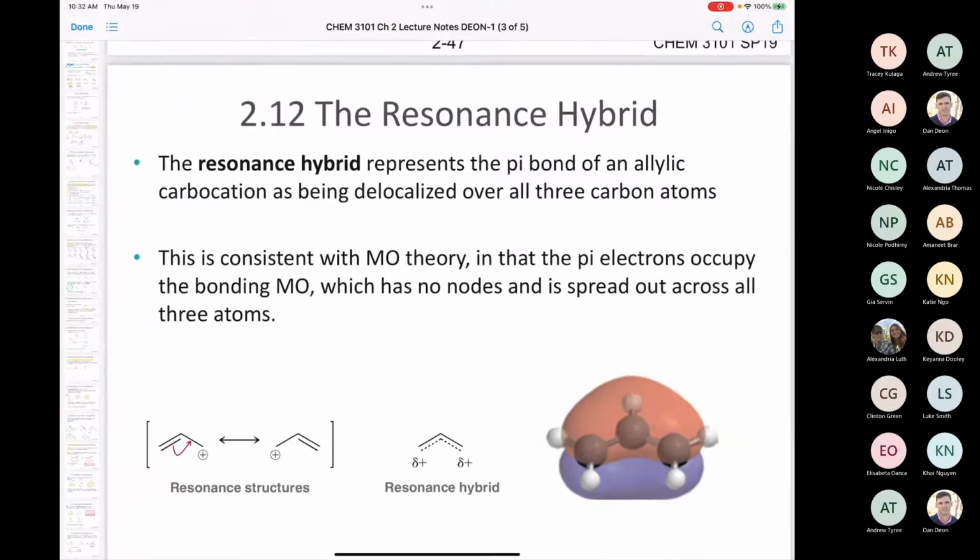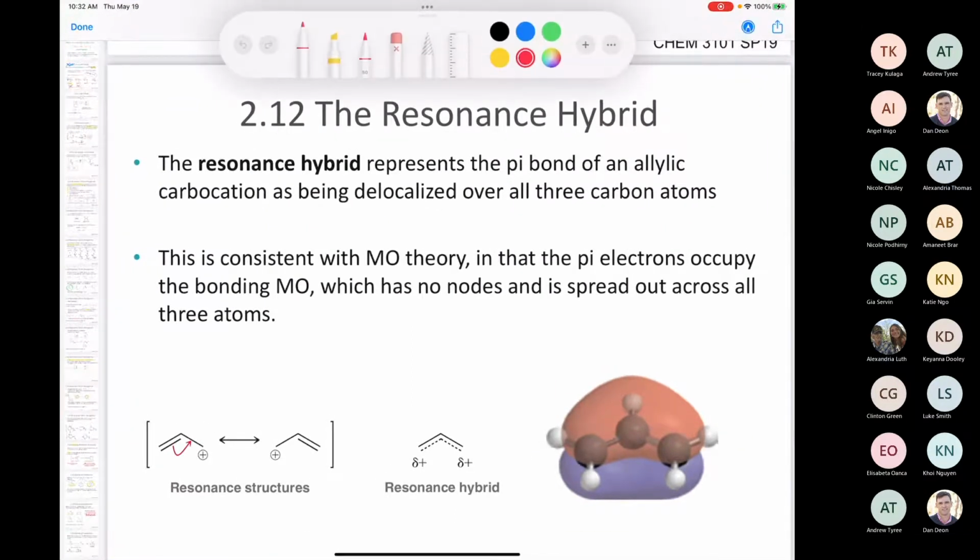Chemistry 3101. We're now on the last section of Chapter 2, which deals with the resonance hybrid and delocalized and localized lone pairs. So the very last section of the chapter. Anyhow, I told you that you need to be able to draw resonance structures. However, I don't ask my students to draw the resonance hybrid.